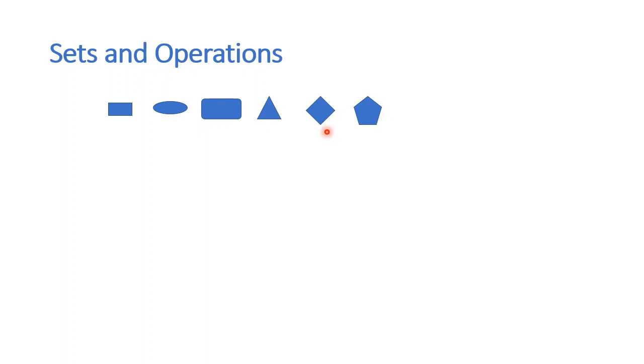How will you represent a set? Its notation is we use capital letters and the collected objects are written between curly braces, separated by commas. So A is equal to the set of all two-dimensional shapes, here, certain two-dimensional shapes.